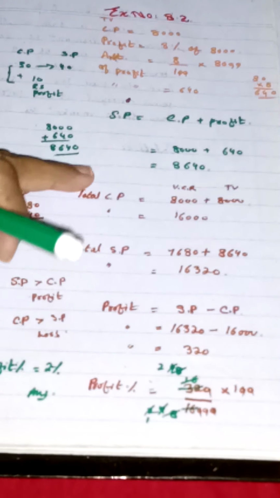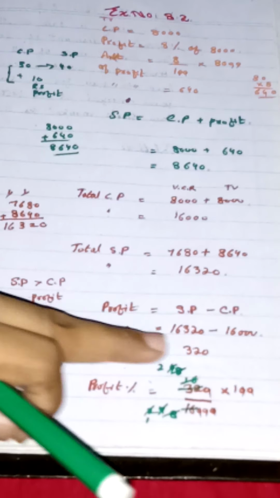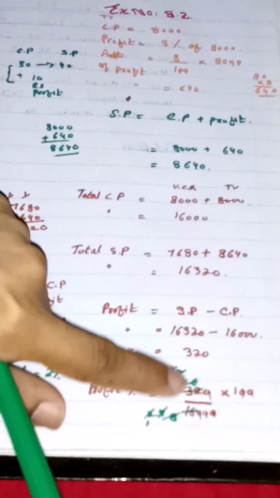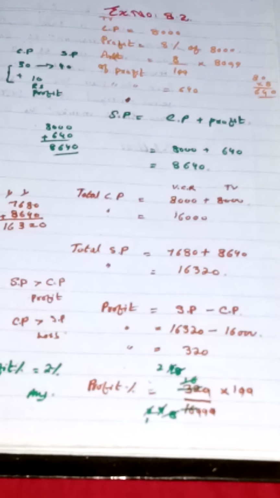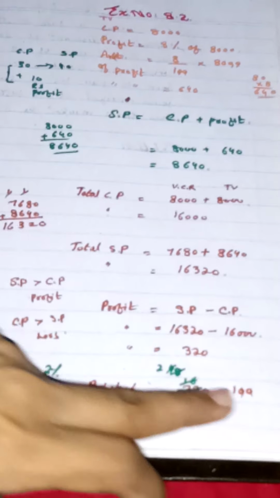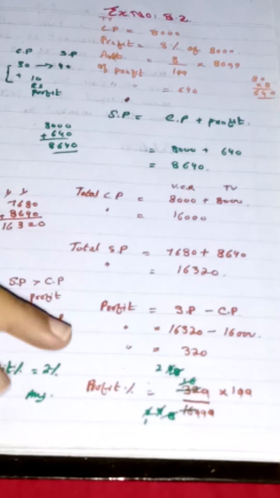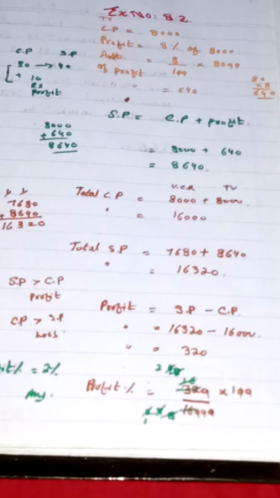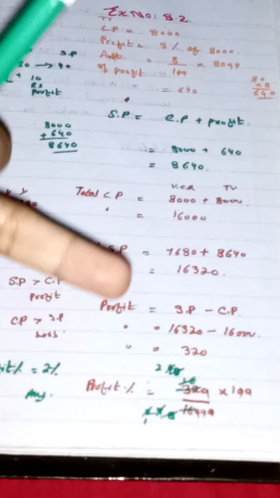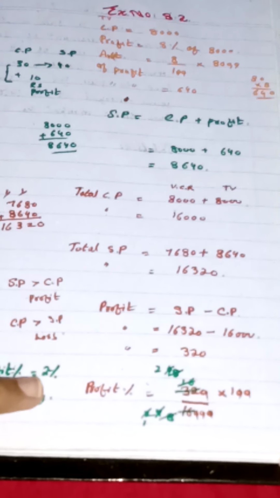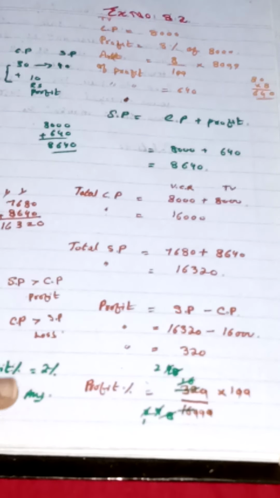Selling price is greater than cost price, so find the profit. Now to find the profit percentage, take the profit and multiply by 100, because when we find a percentage we always multiply by 100, out of total cost price, because profit and loss are always calculated on cost price. For the whole transaction we take the total cost price. So the profit percentage is 2%. Okay friends, take care, bye.